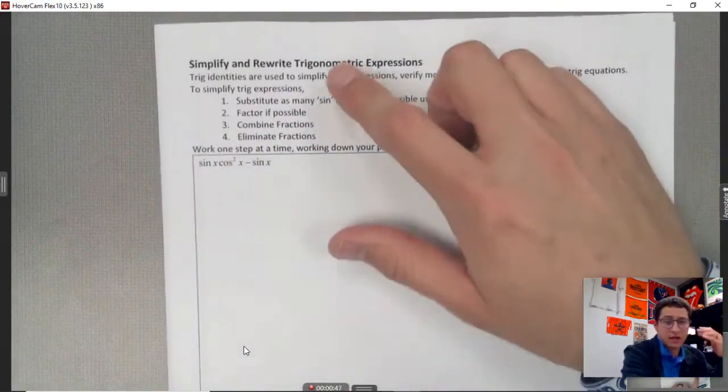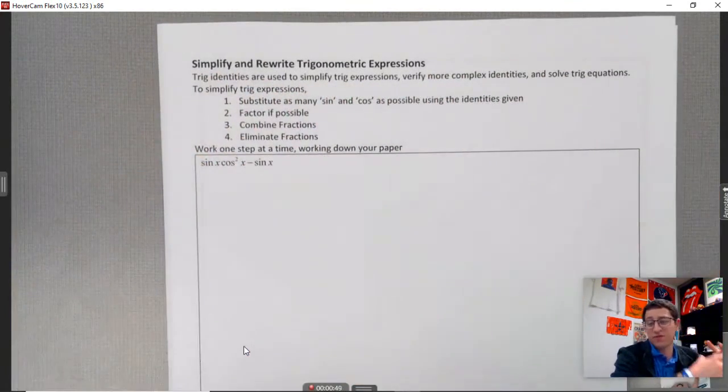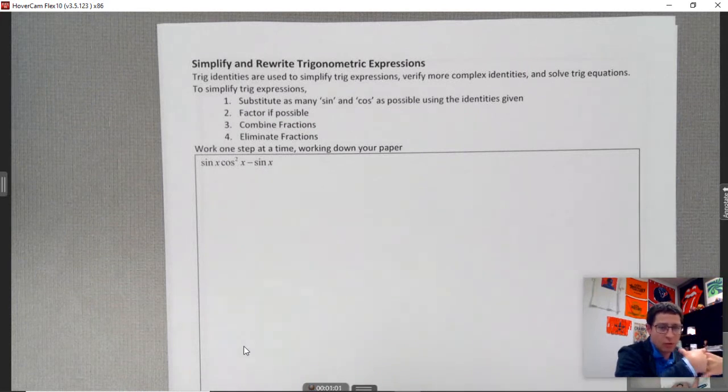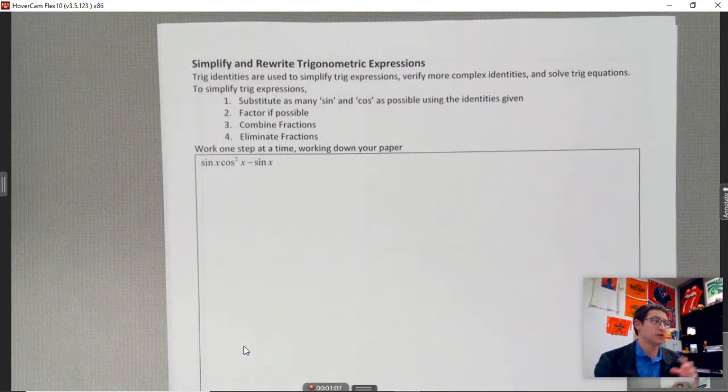So trig identities are used to simplify trig expressions, verify more complex identities, and solve trig equations. So here are the rules to simplify trig expressions. Essentially, we're going to be given a complicated expression, and we're going to try to make it as simple as possible. Maybe it's a bunch of sines and cosines, and we want to combine those, or a bunch of different things. We just want it to look nice and neat, condense it as much as possible.